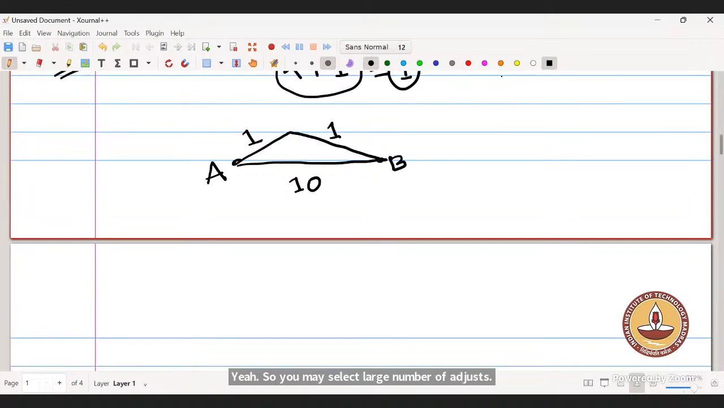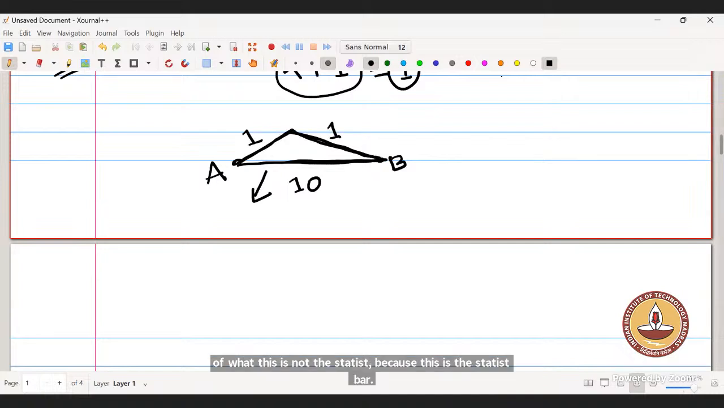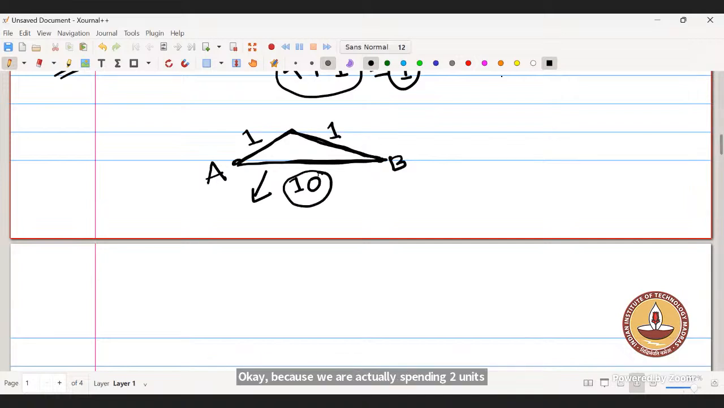So in terms of edges, this is shortest, because you are traveling only one edge. But in terms of weight, this is not the shortest; this is the shortest path, because here you are spending 2 units, and here you are spending 10 units. Clear?